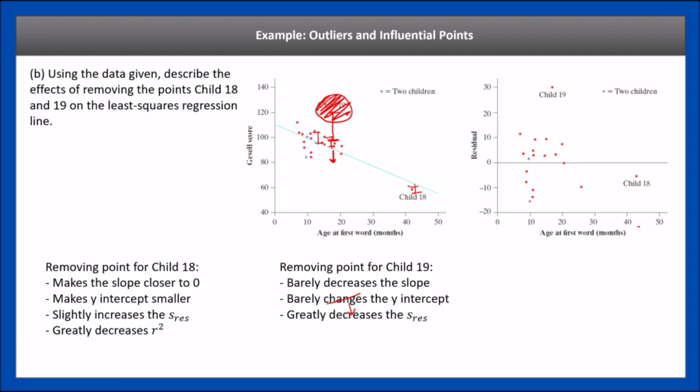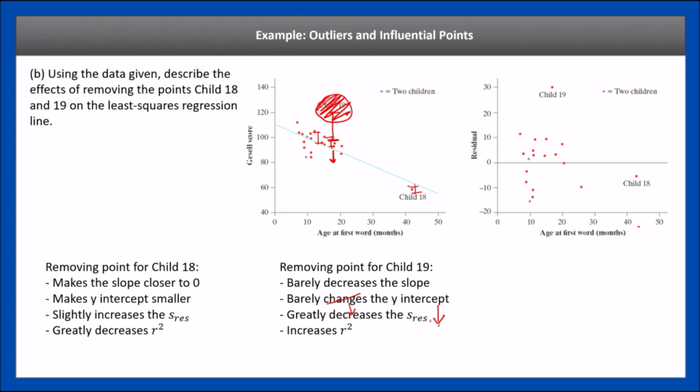And therefore, this is going to greatly decrease the error, right? So remember, decreasing the standard deviation is actually a good thing because that means the data is better overall. It's closer to the line. So if I remove that outlier, obviously the data is going to be closer to the line on average. So it's going to decrease it.